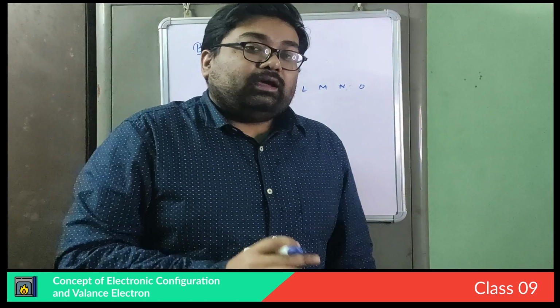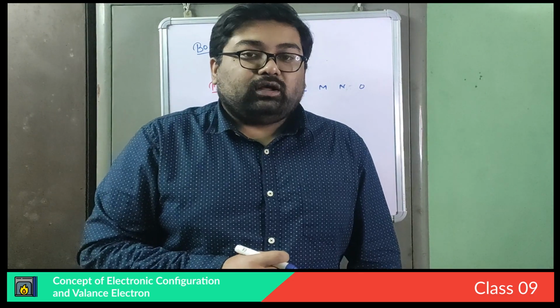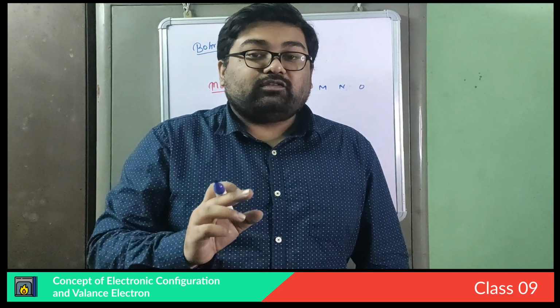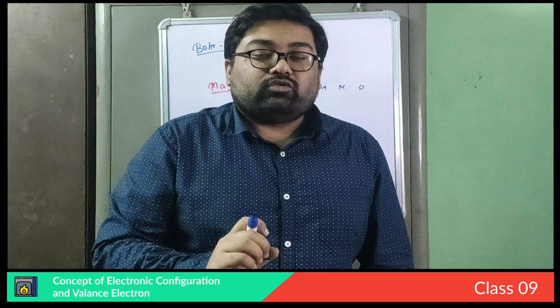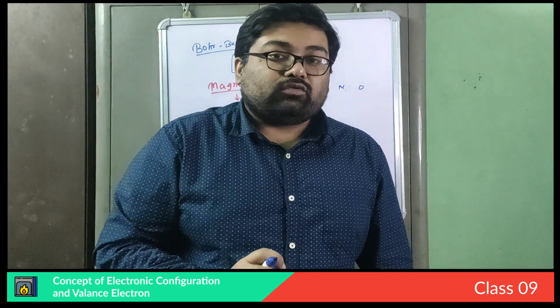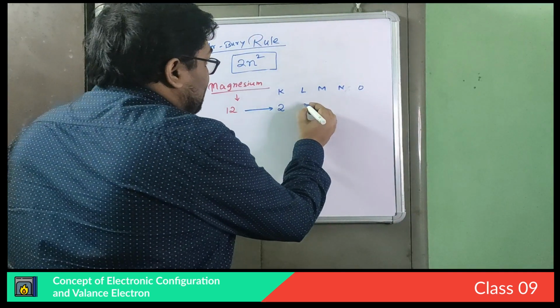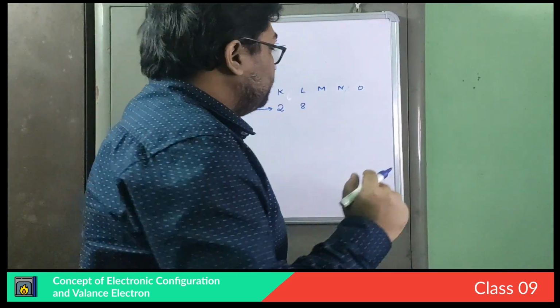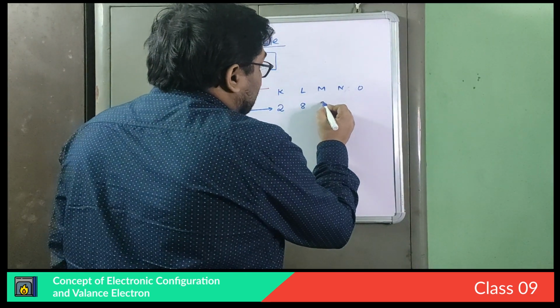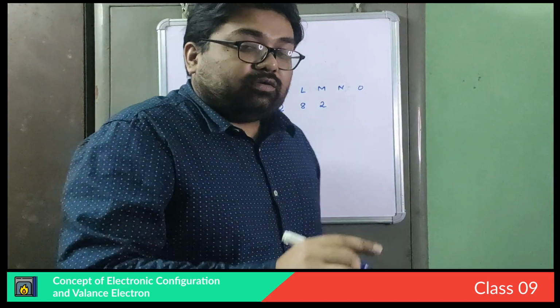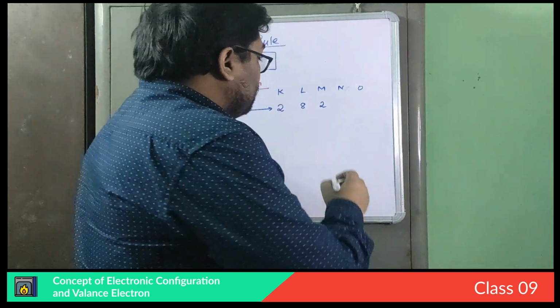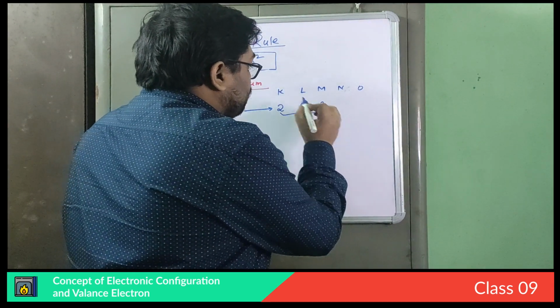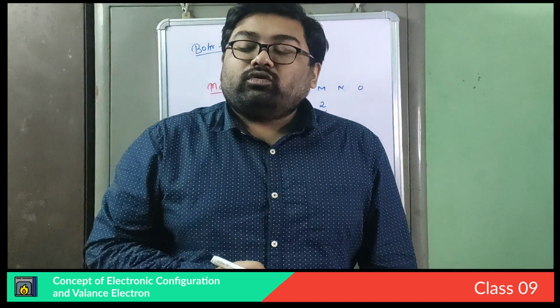Fine. In the second shell, that is the L shell, how many electrons will be there? A maximum of 8 electrons. You cannot fill more than 8 electrons. So I have to write 8 electrons here. So 2 plus 8 is equal to 10, and 2 more electrons are present. So I will fill the next 2 electrons in the M shell. So my configuration for magnesium will be 2, 8, 2. 2, 8, 2 is my electronic configuration for magnesium.